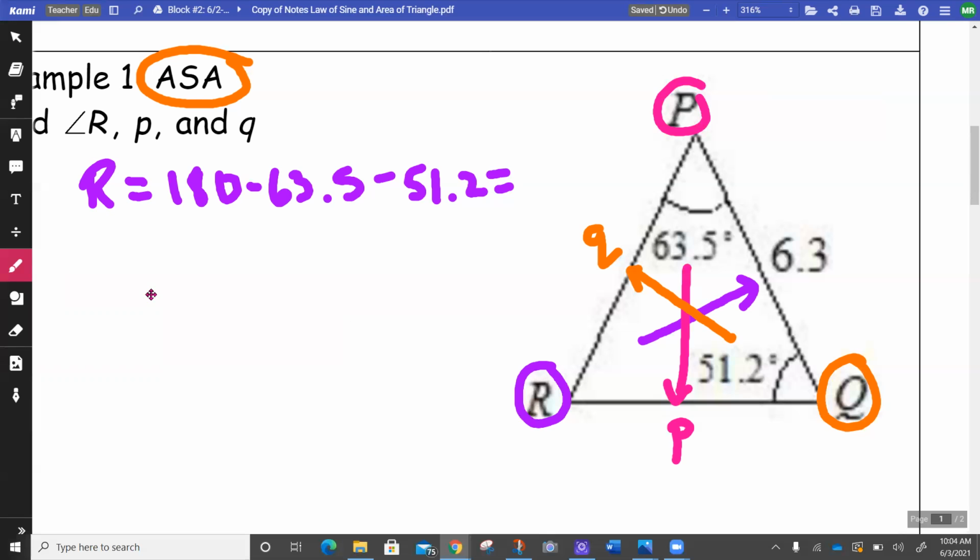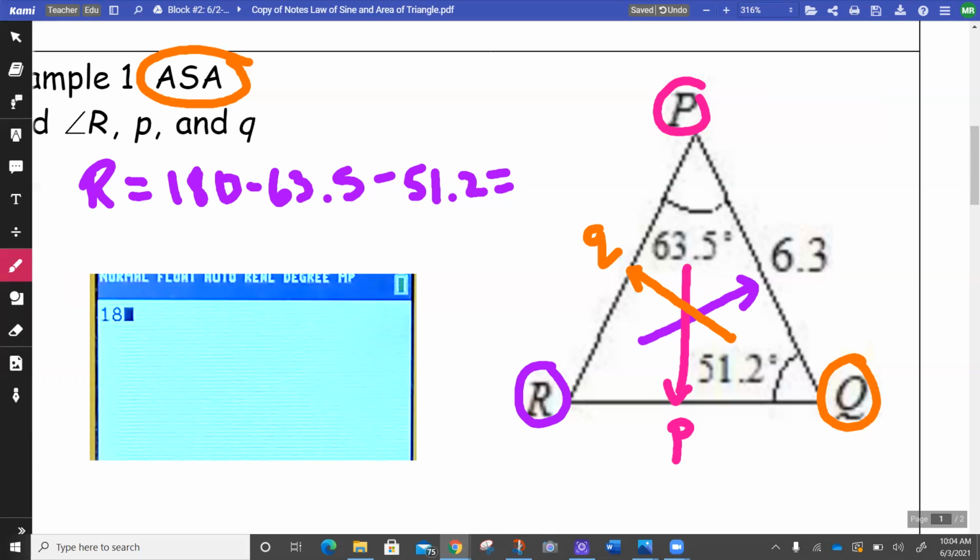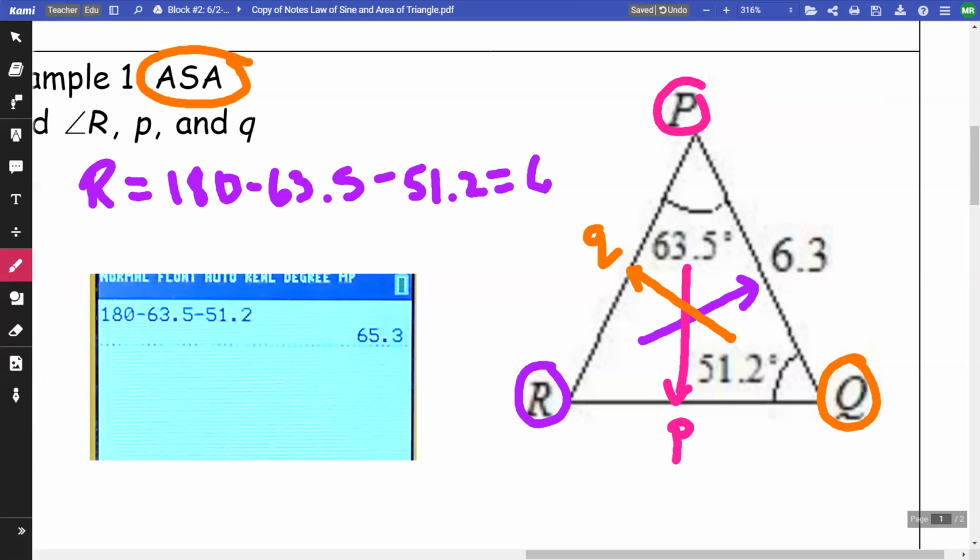Let me get that math going here. 180 minus 63.5 minus 51.2 is 65.3. So this angle here is 65.3 degrees. Now I know that purple pair: I know the angle and I know the side opposite. That's what I'm going to use to help me find my side p, which is my pink, and my side q, which is my orange.